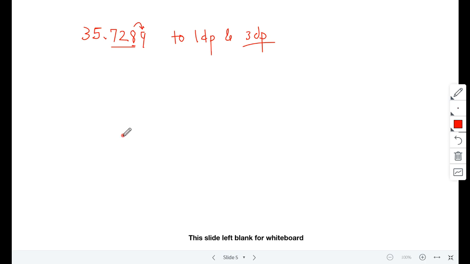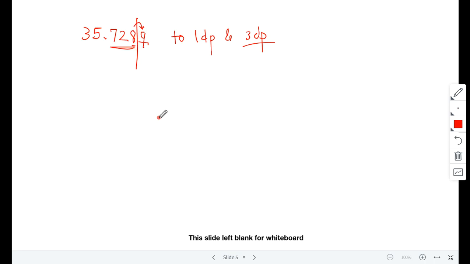Or if you truncate, you can directly cut off this one and you get 35.728. This is also correct. But that's not the same because you just said it could be 729. Yes, 729 is actually for the rounding off. When you round it off, you have to follow this. But when you truncate, it's just as it is, simple 35.728. Okay.